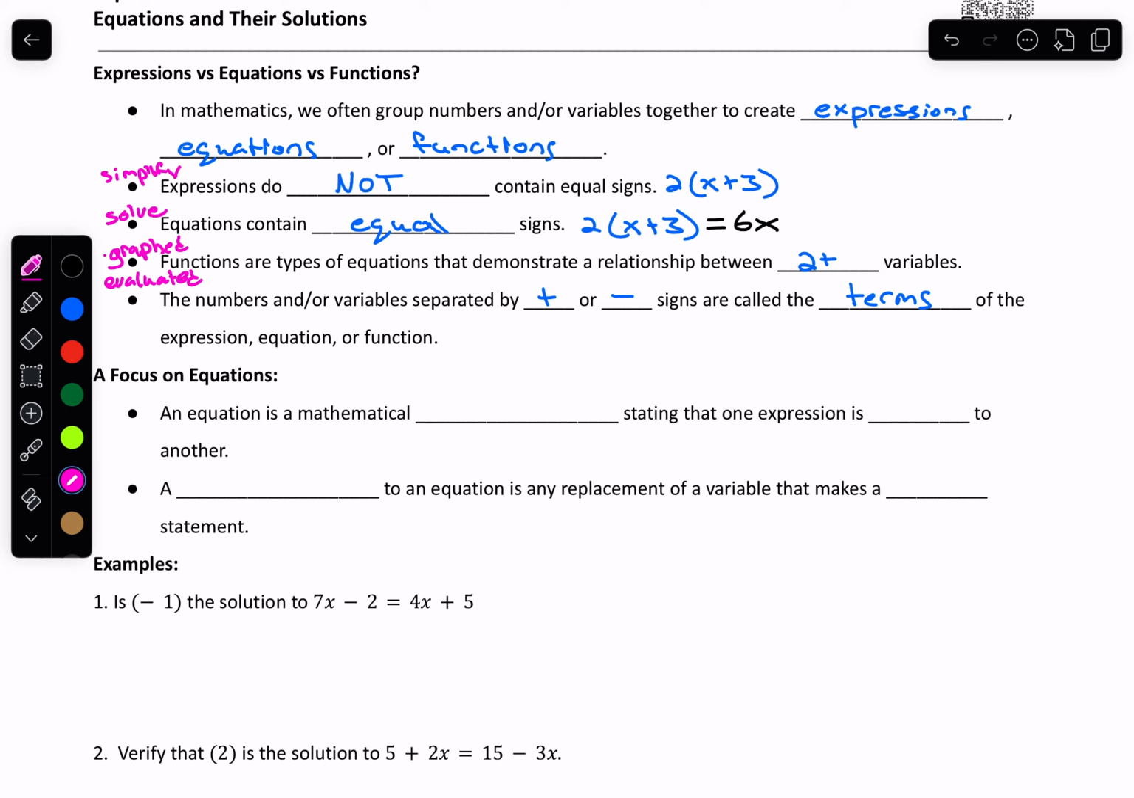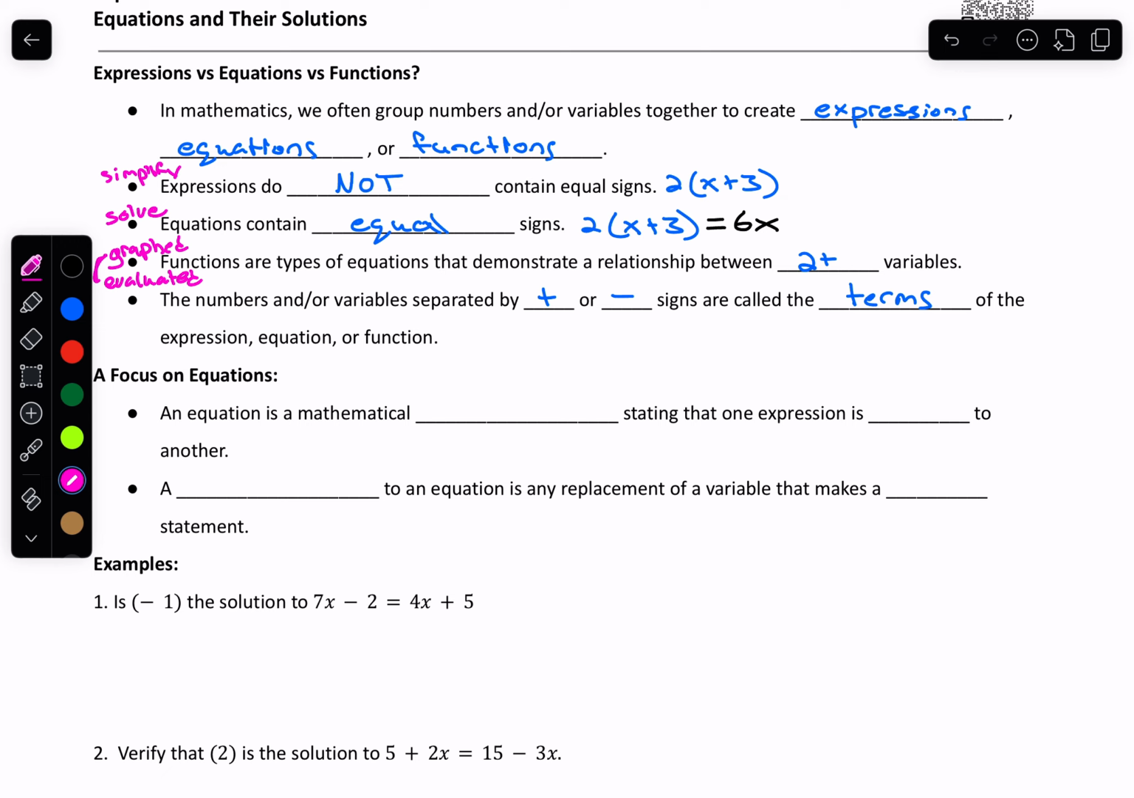Okay, so those two are going to go together. So functions, usually we either graph or evaluate them, where evaluate means to plug in values for the variables. Equations, usually we are solving for a variable. And expressions, generally we simplify expressions to make them look as nice as possible. All right, so now we focus on equations for the rest of this.